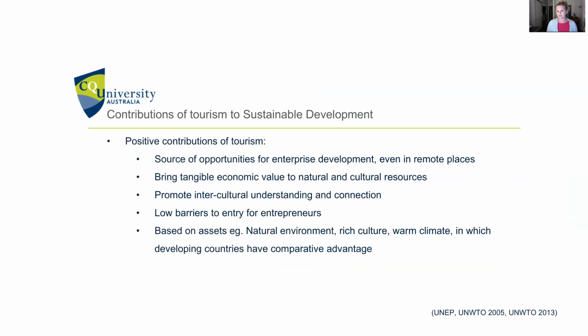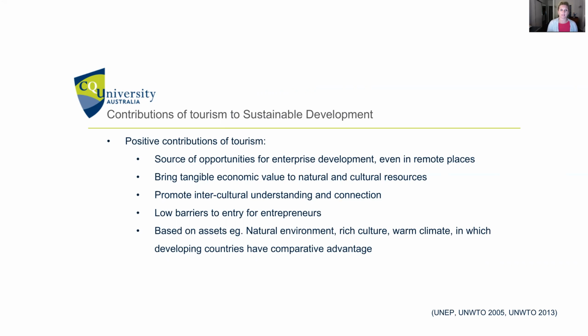So the UNEP, that's the United Nations Environment Programme, and the UNWTO have for some time said that there are many positive contributions of tourism to sustainable development. They say that tourism can be a source of opportunities for enterprise development, even in remote places. And this is important. As you may know, if you're familiar with Australia, many of the remote places in Australia are also the most disadvantaged. They have the highest unemployment rate, highest infant mortality rates, low level of services, not always even access to clean drinking water. And there are very few economic opportunities in places like that.